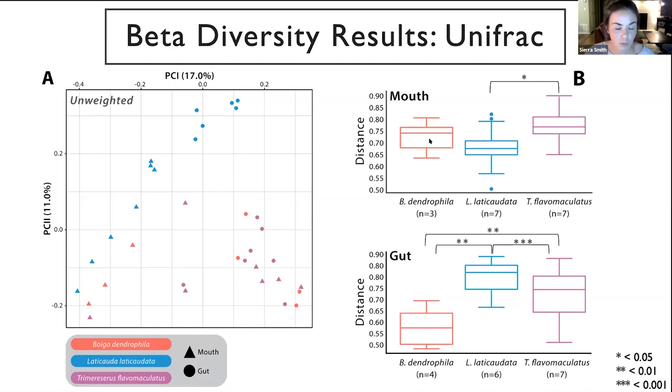And this was the group difference analysis that I did. Among mouth samples, Trimeriseris mouth samples were different from Laticata samples. And then among gut samples, all comparisons were found to be statistically significant. So all the gut samples among all three species were distinct in their microbiome diversity.